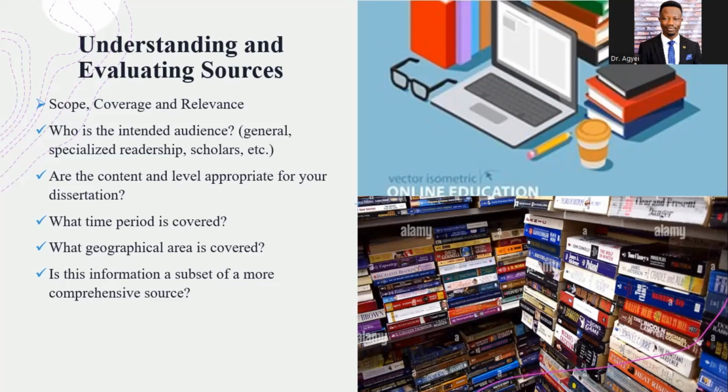And then, is the information you are looking for a subset of a more comprehensive source? So once you are looking at the sources, you need to look at the information.